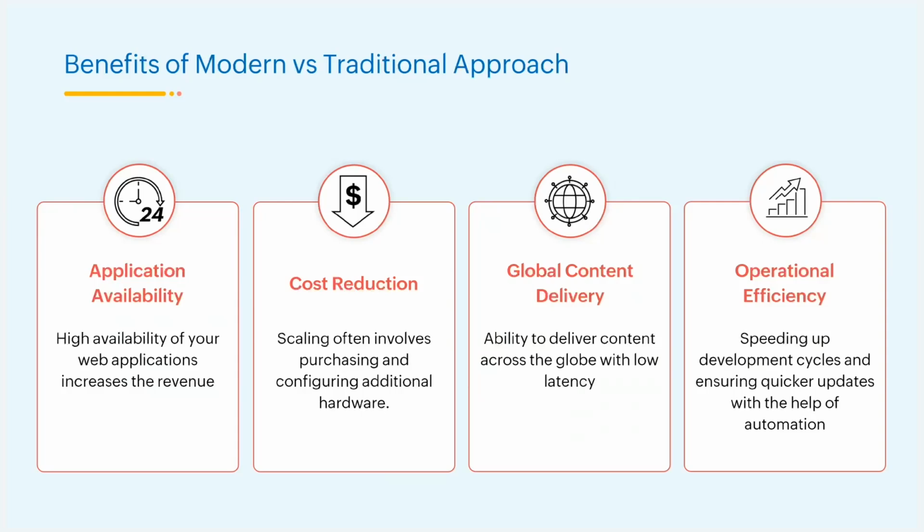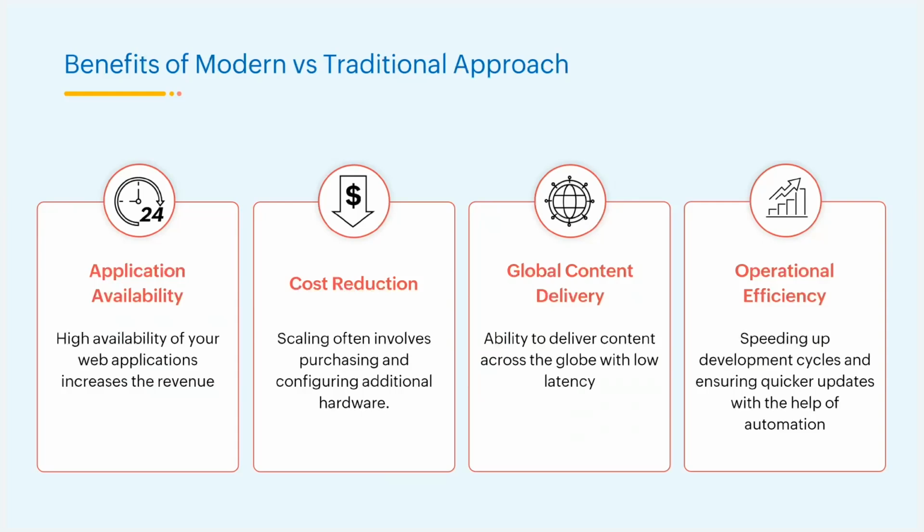The last is operational efficiency. Managing and maintaining the traditional applications involve manual processes for the deployment, scaling, and maintenance, with limited flexibility and agility in responding to the changing business requirements. Through DevOps practices such as infrastructure as code, continuous integration, continuous deployment pipelines, and container orchestration tools, automate the process, enhancing the operational efficiency.